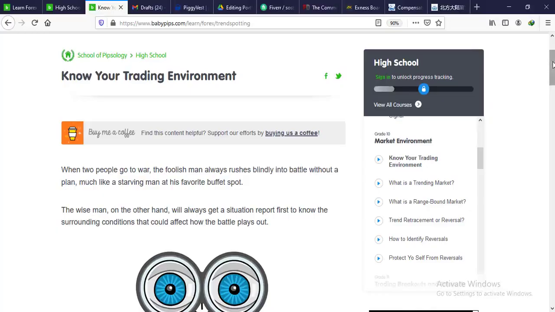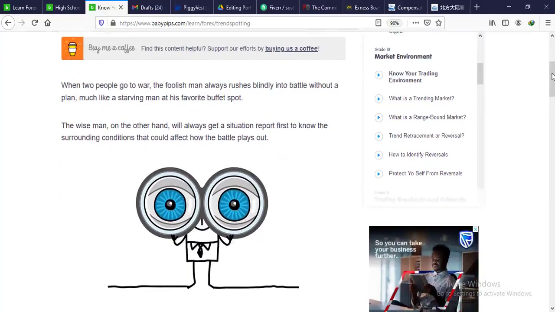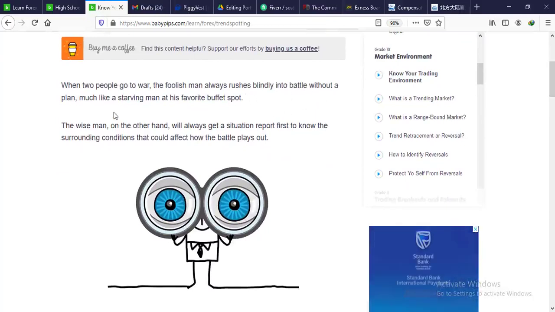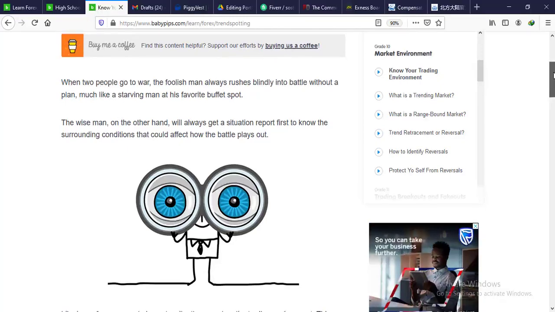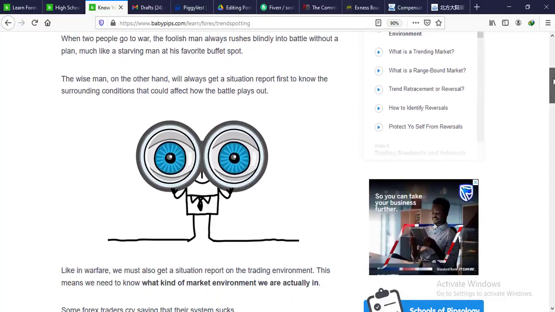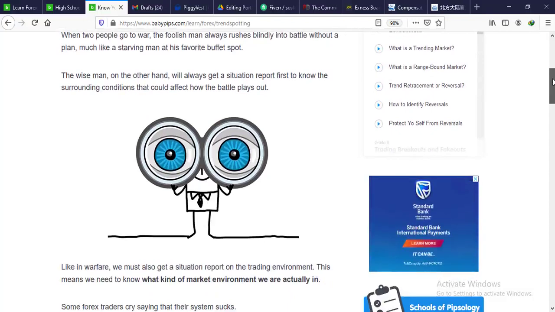So here we are at know your trading environment. You have to know your trading environment. Let's say for instance you are a soldier going to battle with your fellow comrades, and you've been given the battlefield already. You know the destination where you're going to. So what would you do? Would you just start running into the field and shooting sporadically? No, you might be killed by a sniper gun or so. So that's a foolish soldier, and that's the example they say here.